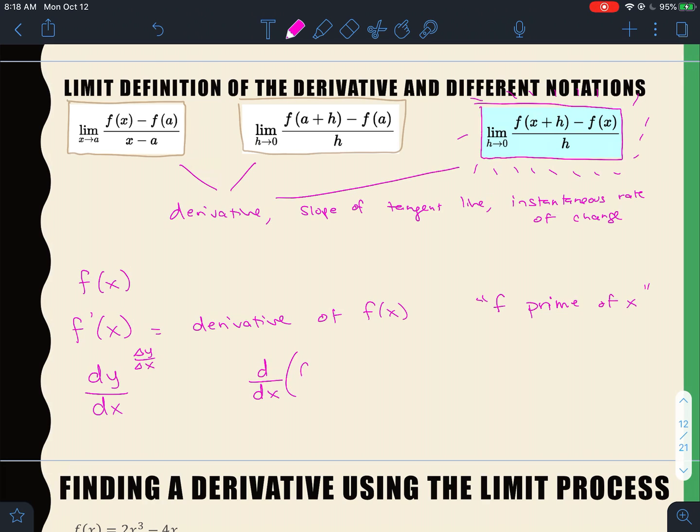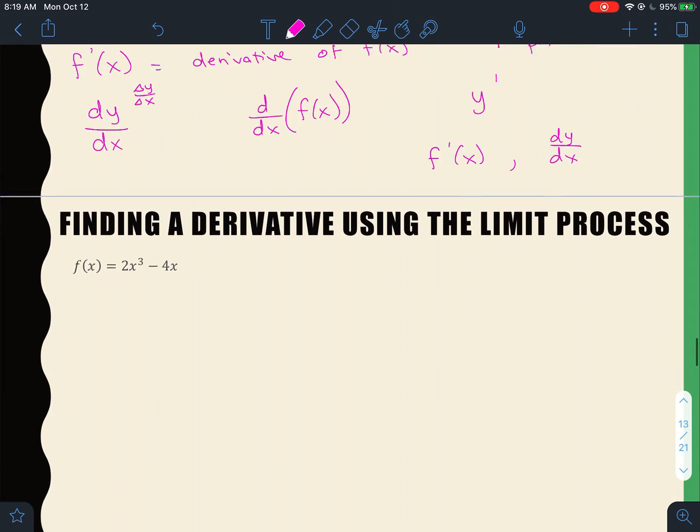Or you can do the derivative of f of x. So instead of putting the y, you could put an f of x off to the side. You can also do y prime. All of those are different notations for the derivative, which is the slope of the tangent line or the instantaneous rate of change. But the most common ones we'll use are f prime of x and dy over dx. So when you see those, it's asking you to find a derivative.